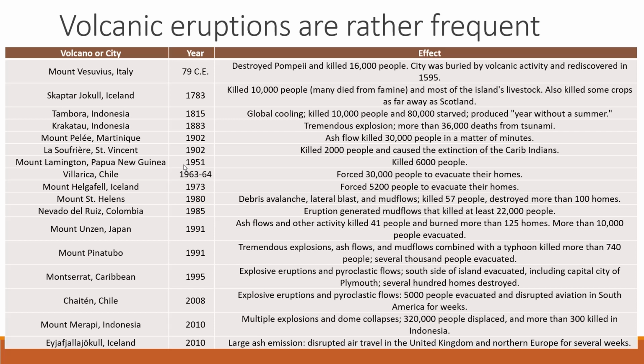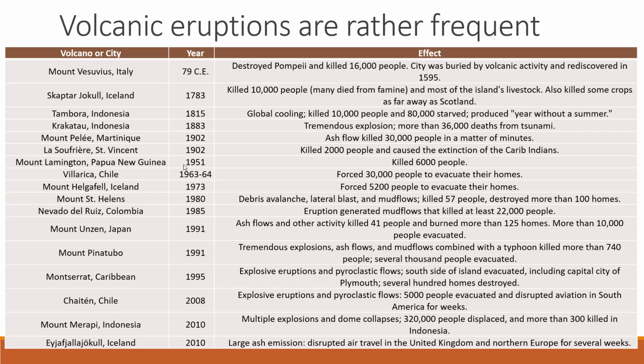Let's see, Mount Pinatubo in 1991, it caused a typhoon. It killed more than 740 people. Many people were evacuated. That one also led to cooling for, I think, 2 years. Montserrat in the Caribbean in 1995 basically changed the island. So we have these rather frequently. They can be extremely disruptive.